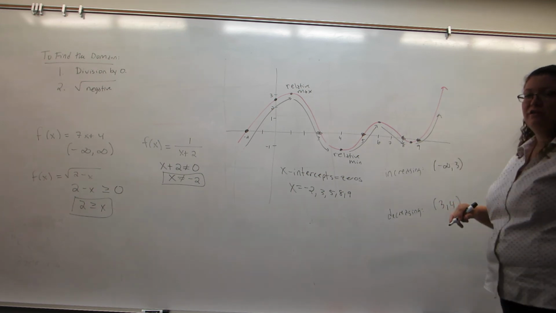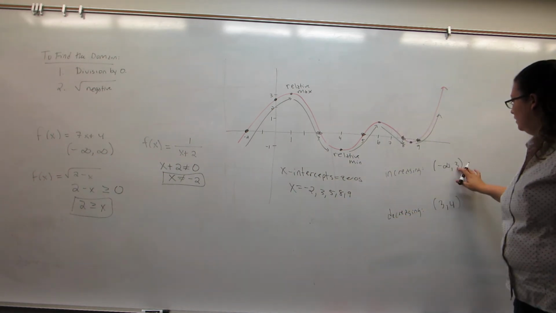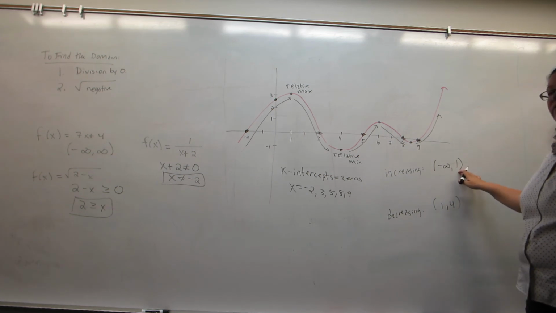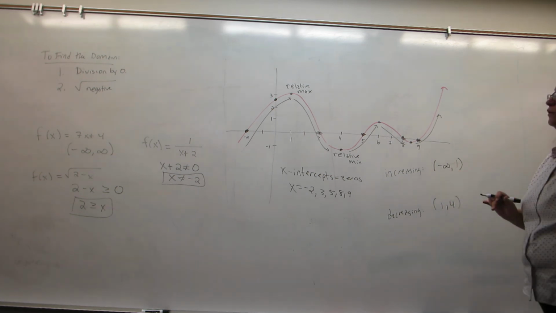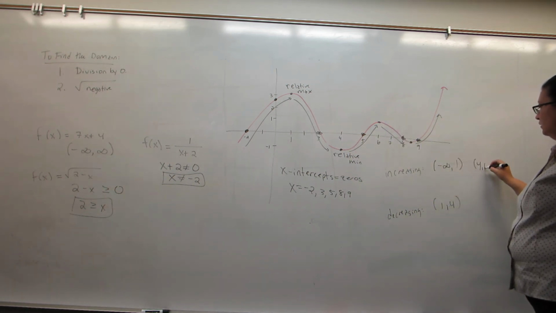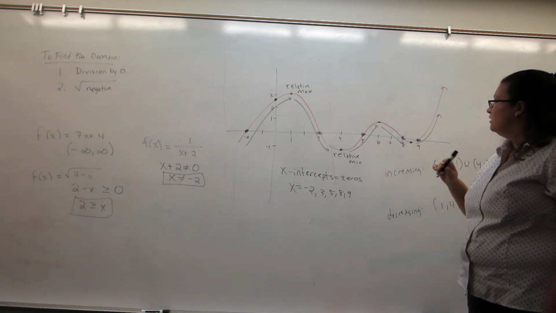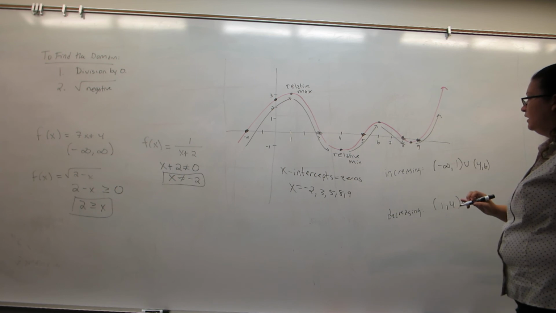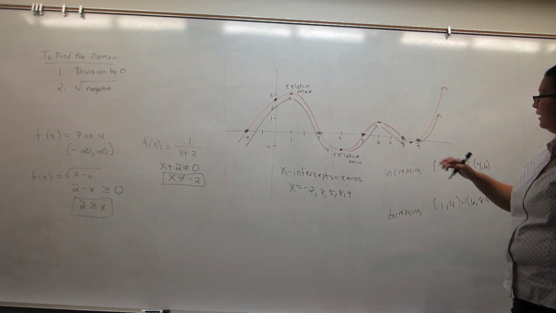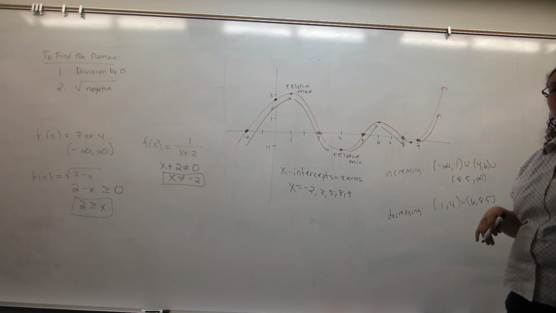Oh, we made a little mistake. Notice we care about the x coordinates here, not the y coordinates. So it's increasing from minus infinity to 1, decreasing from 1 to 4. Then it starts increasing again from 4 to 6. We put a little U for union in between these. Then it starts decreasing again from 6 to about 8.5. And then it increases from 8.5 forever or to infinity.